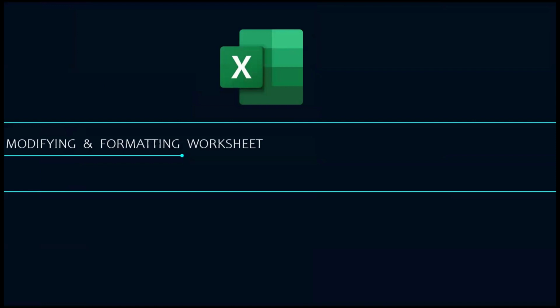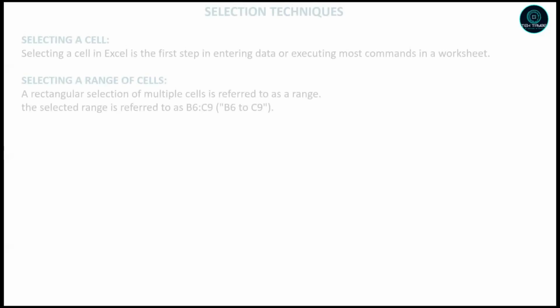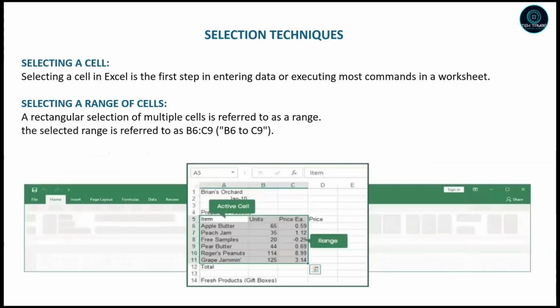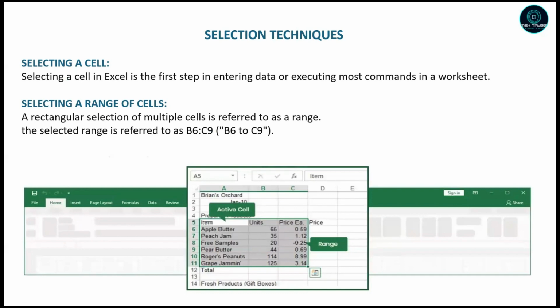Then modifying and formatting worksheet. Right now, how do we do that? Selection techniques. Selecting a cell is like you just have to enter a particular data or execute a command for the worksheet. Now, this is what we're talking about, selecting range earlier. So all you just need to do is, for instance, now in this example, you see I select the range of what? A5 to what? This one. This is a cell, active cell, which I'm selecting from A5 to A11, then up to C5 to C11, which is range, right?